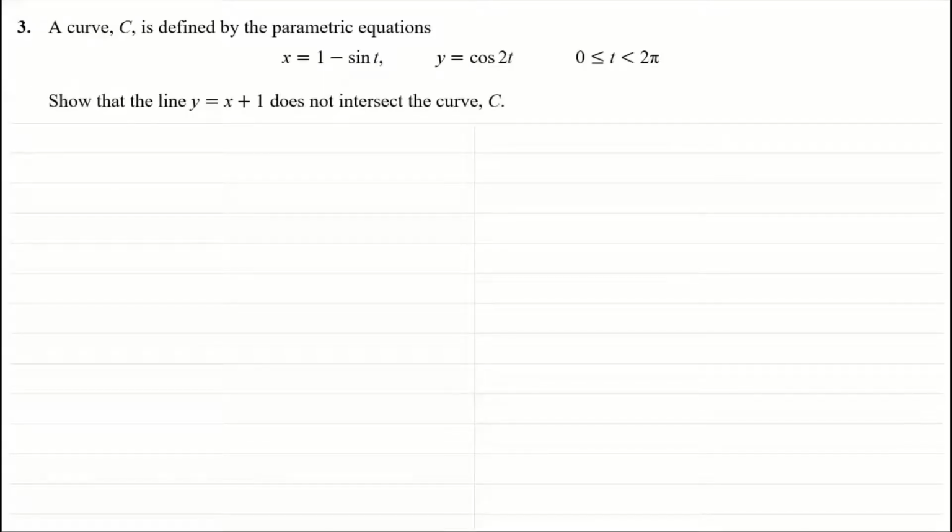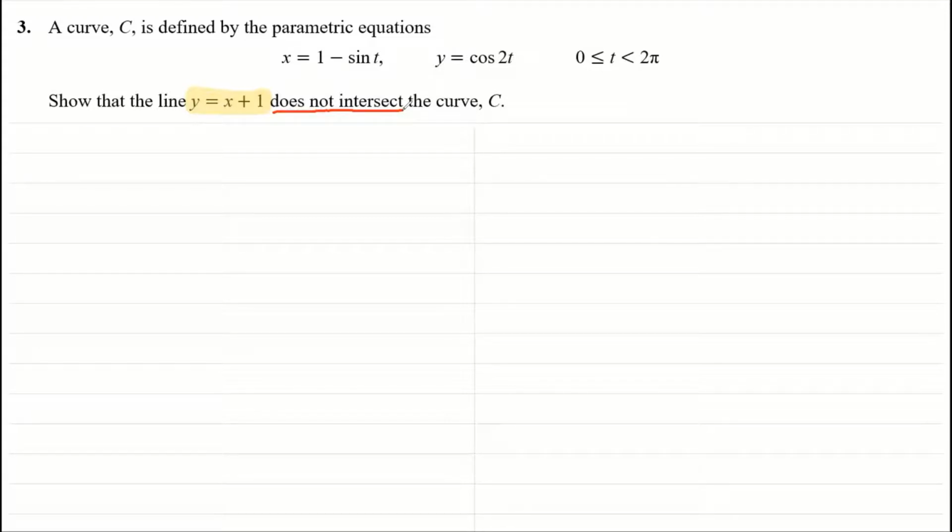So for worked example 3, I'm going to show you 2 different methods for doing this. And we have to show that this curve defined parametrically by the 2 equations does not intersect this line y equals x plus 1. Something to bear in mind, obviously, you're going to show something does not intersect. And this goes back to some work you did on lines intersecting circles back in year 1. So we'll come back to that in a moment.